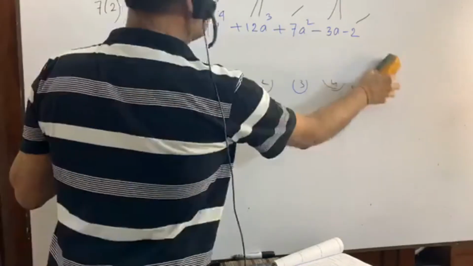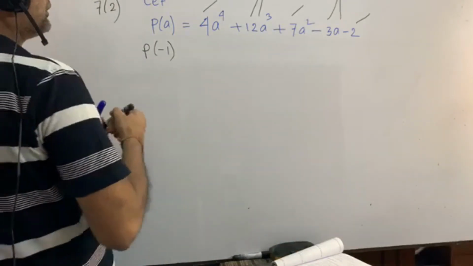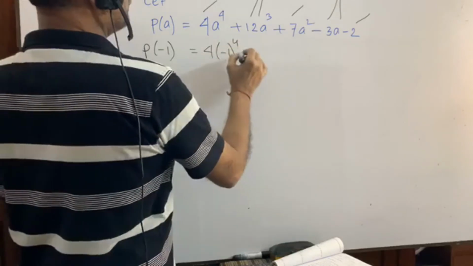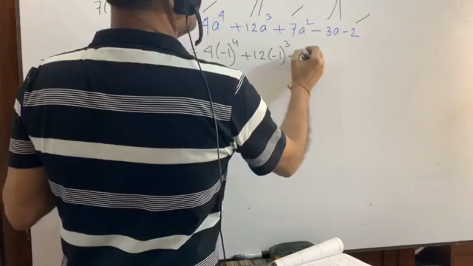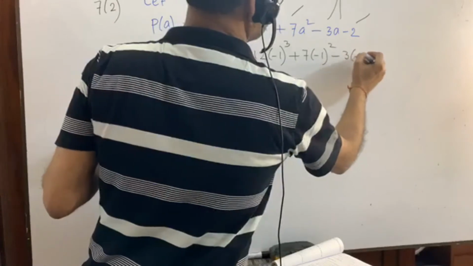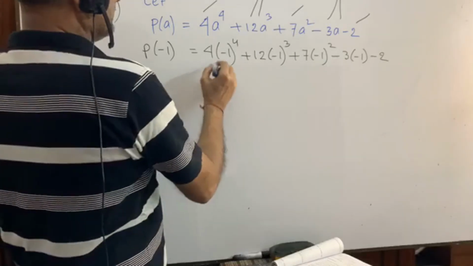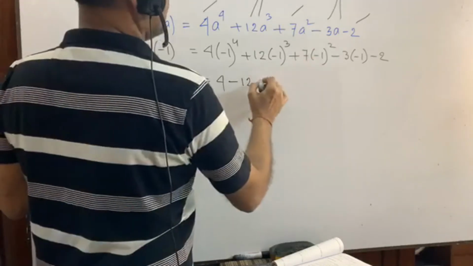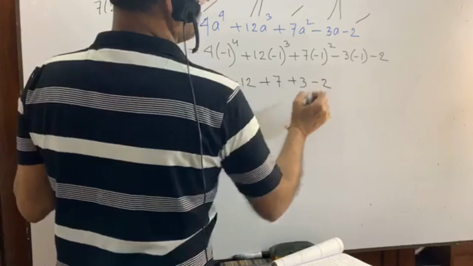Even and odd will be equal, then the value of A will be minus 1. Now you do the math like this: 4 minus 1 whole to the power 4, plus 12 minus 1 whole to the power 3, plus 7 minus 1 whole square, minus 3 minus 1 minus 2. You understand? Then it is 4, minus 12, plus 7, plus 3, and it is minus 2.